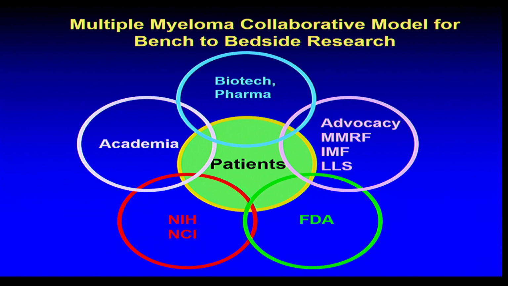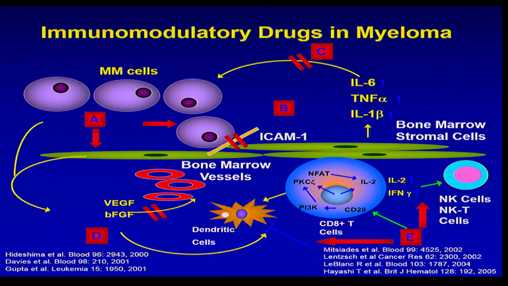We always try to put patients first, and the team members represented in this room are academia, biotech, pharma, the NIH and NCI, the FDA, which I want to give a shout out to for having been so proactively on the side of patients, and the advocacy groups who have been very instrumental in this progress. The first drug, the immunomodulatory drug thalidomide, was used empirically, as many of you know, because it was an anti-angiogenic agent, at the behest of a patient's spouse.